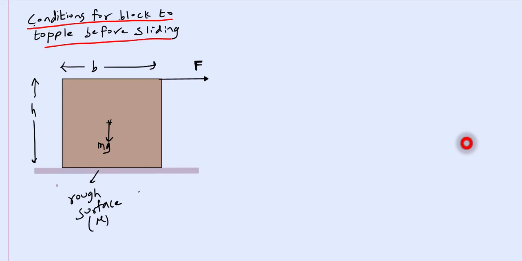Topple before sliding. So when we apply this particular force, there are two situations: the block will topple before sliding, or it may slide before toppling. So which phenomenon occurs? Sliding is something like moving. Toppling is something rotating about this particular corner. So which will occur when we apply force?